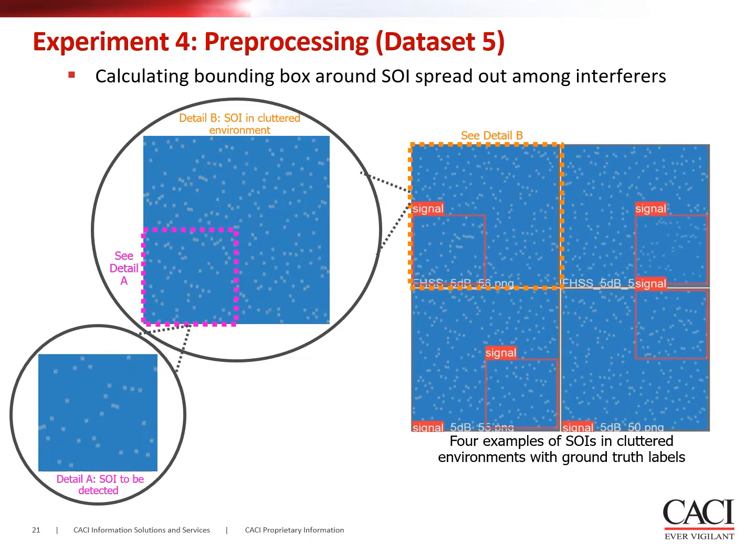Detail A on the left shows an example of a signal of interest with no interferers. Detail B shows an example of the signal of interest in a cluttered environment as described in dataset 5 with interferers added. Detail B is the same image previously shown when discussing the problem statement. As shown in the next slide, Yolo is able to detect the frequency hopper, whereas it is hard for us to tell where it is. The image on the right shows 4 examples of the ground truth bounding box labels around the signal of interest in the described environment.